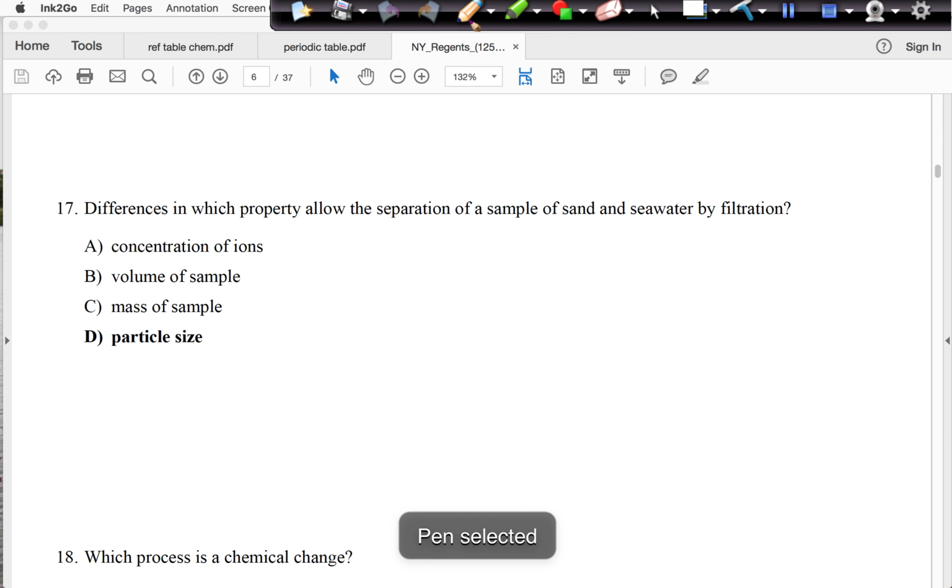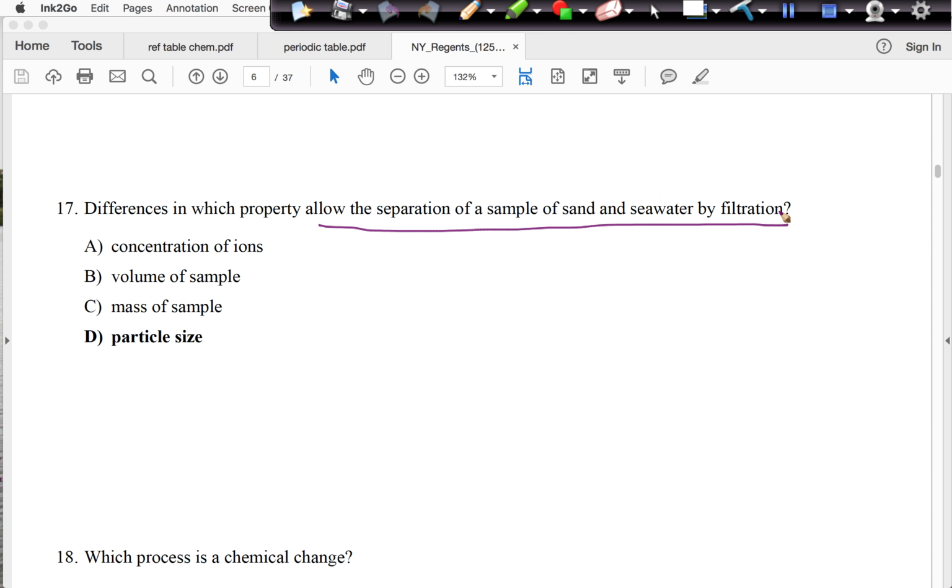For number 17, another mixture question. When we separate mixtures, we have to separate them by physical means. And for sand and seawater, we're going to separate this by filtration, which always separates by particle size.